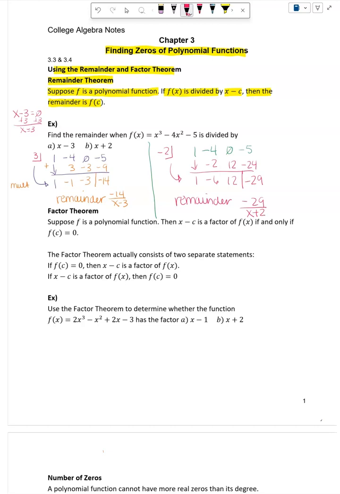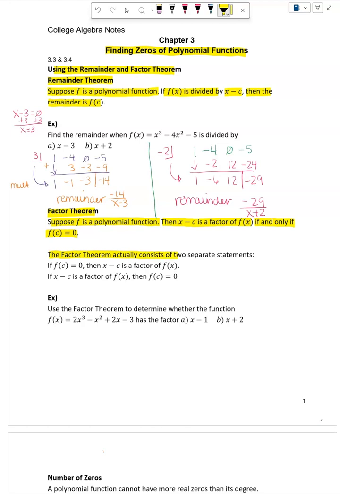Now let's look at the factor theorem. Suppose f is a polynomial function, then x minus c is a factor of f of x if and only if f of c equals 0.